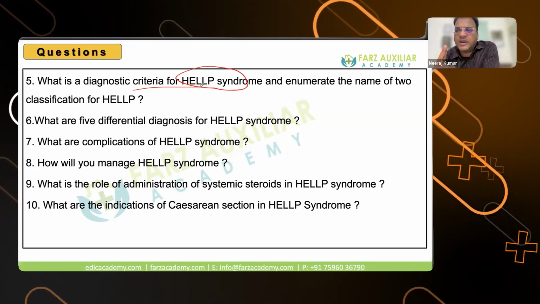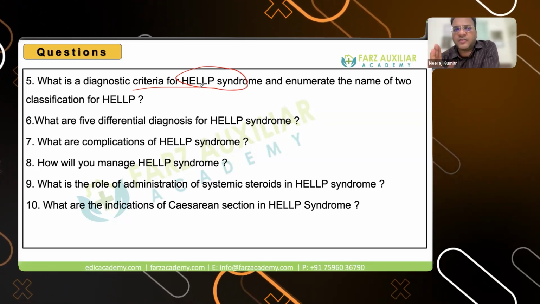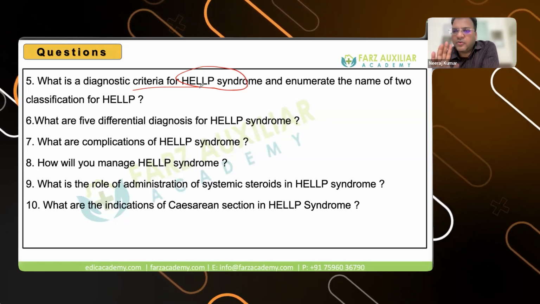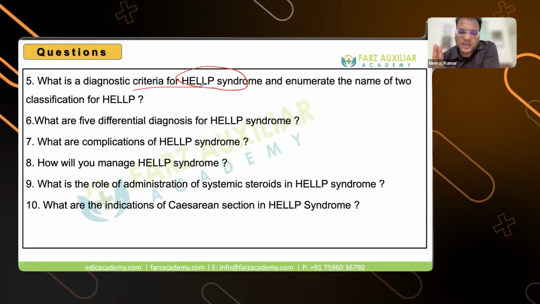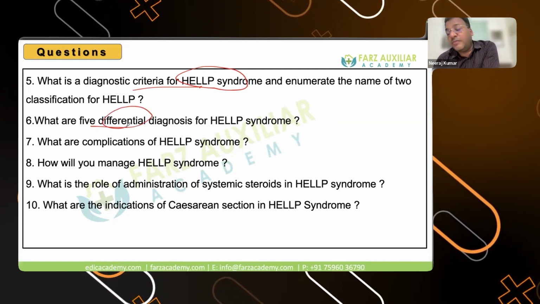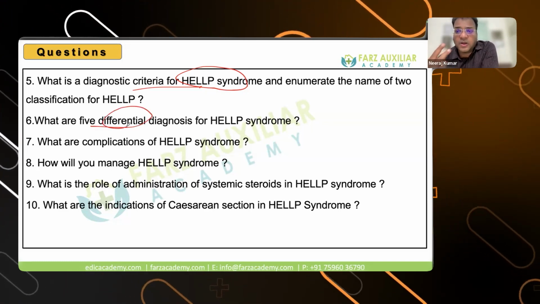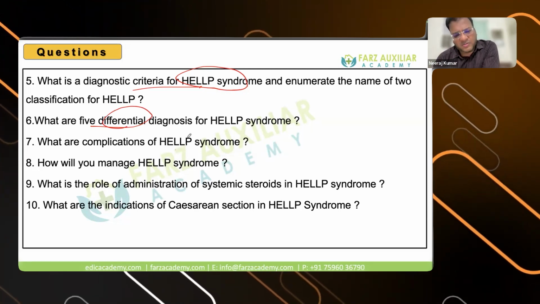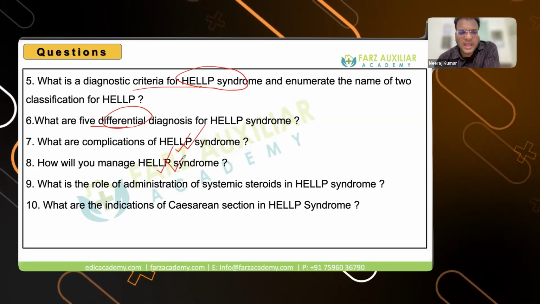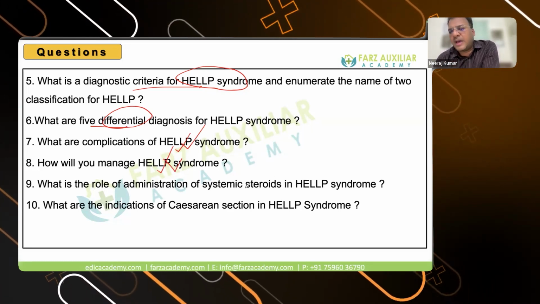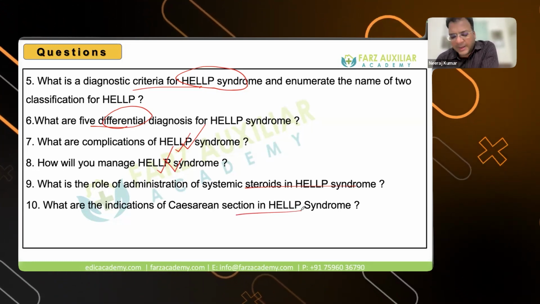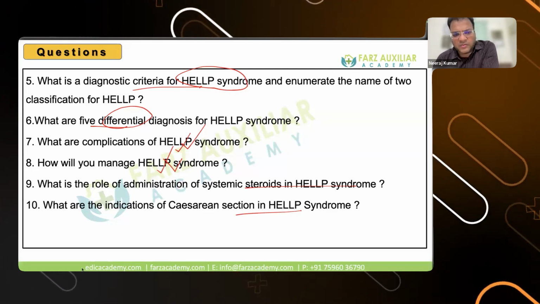What are the 2 most commonly used classifications for the diagnosis of HELLP as diagnostic criteria? Here the problem is that many people tell one diagnosis, but the second one is mostly missed. And then what are the 5 differential diagnoses? Many students tell 3 differential diagnoses, not all 5. And then what are the complications? And how will you manage HELLP? Again, this is a very important topic. And then what is the role of systemic steroids in managing HELLP syndrome? And what are the indications of cesarean section in HELLP syndrome? So let's see one by one what the answers are.